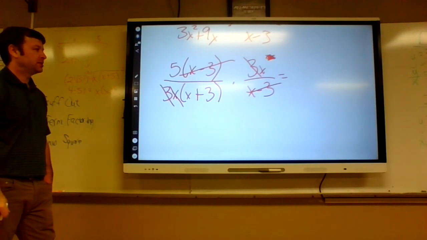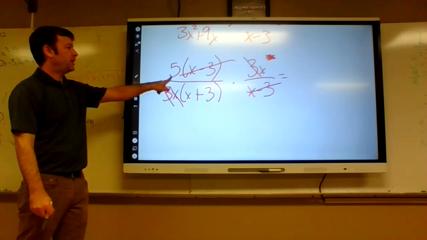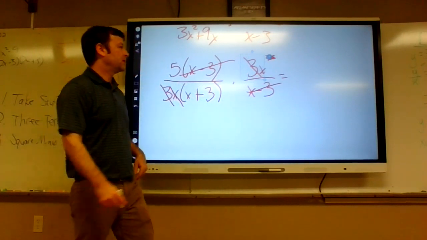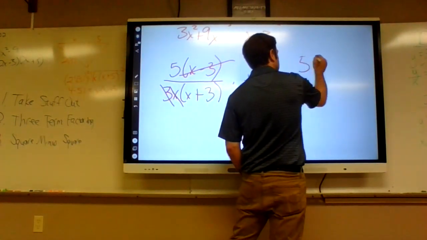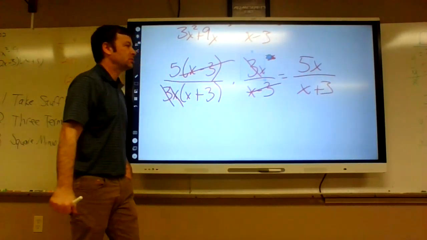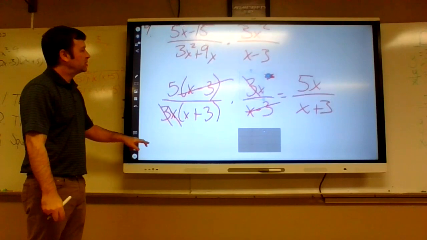Anything else? So those are just x plus 5x. 5x over x plus 30. Do those x's reduce? No. No, they don't.